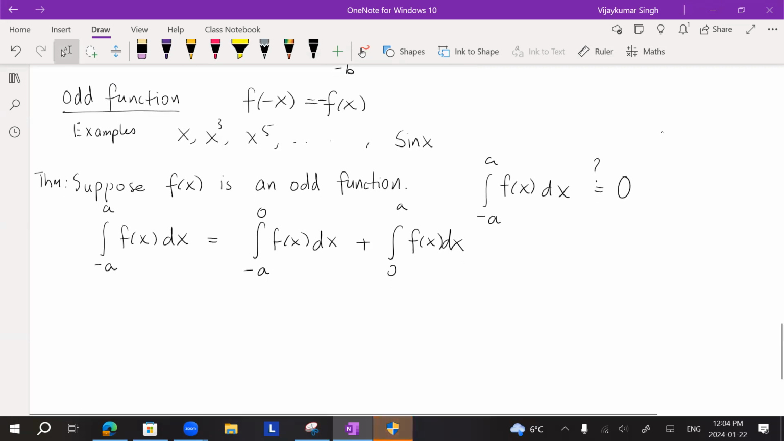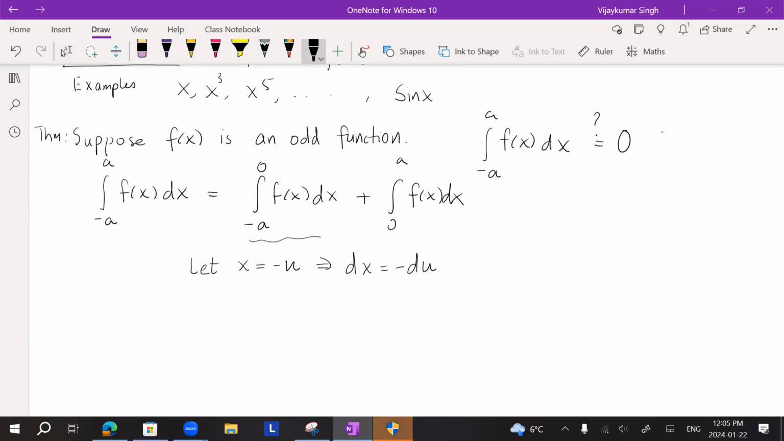Now I'm going to convert this integral by doing a substitution here. Let x be equal to minus u. In that case, we get dx equals minus du. And let's change the limits of integration as well. Let's label this as integral 1, and this as integral 2. We don't want to change 2, we want to change 1.